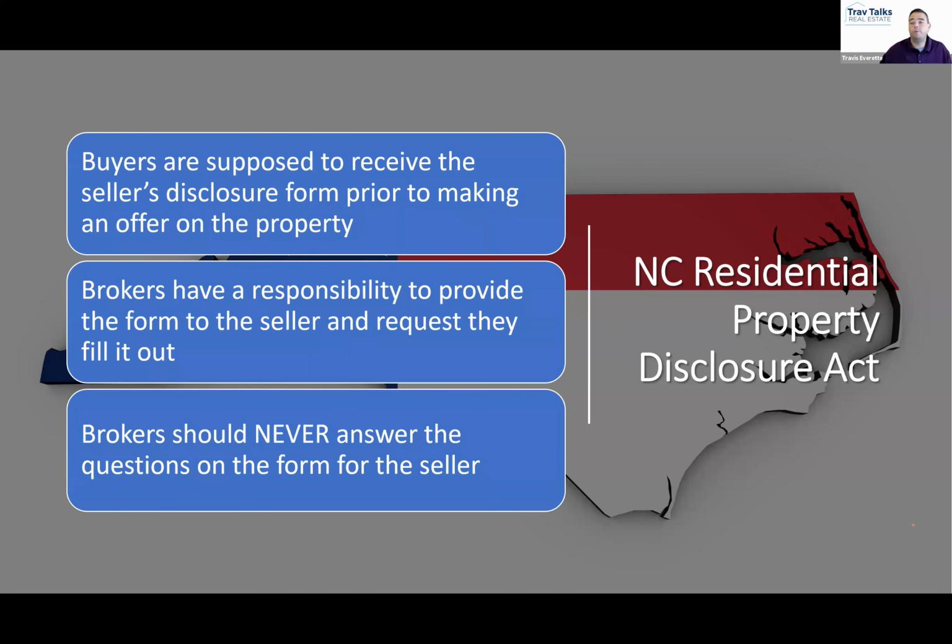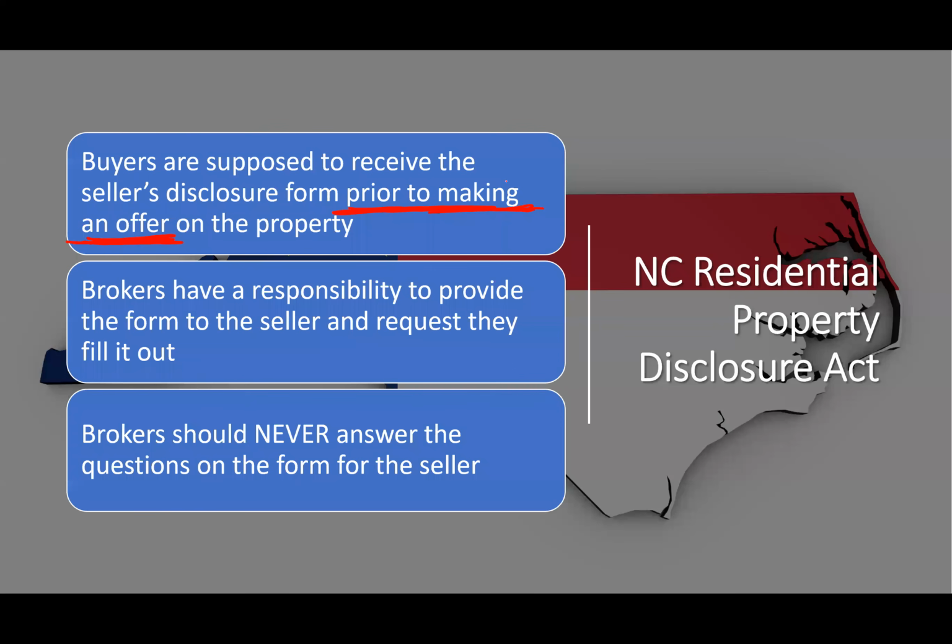Now, how's this going to be tested? Buyers should receive this form from the seller filled out. Look at this: prior to making what? Prior to making an offer. Before you even allow the buyer to make an offer, they by law are supposed to be given this disclosure form, which has been filled out by the seller. Is everybody all right with that?